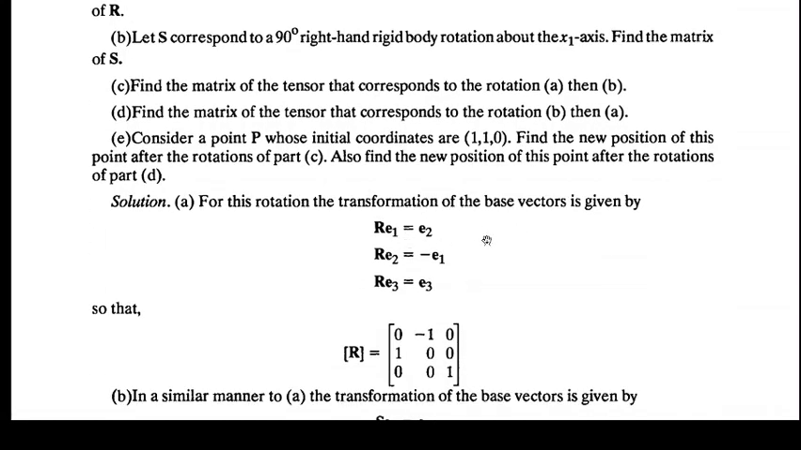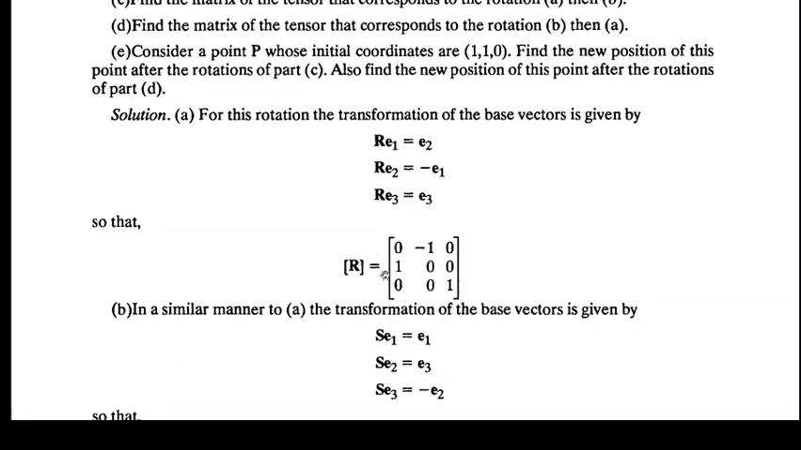So here theta is 90, so cosine 90 is 0, and sine 90 is 1, so we have only E2, so RE1 equals E2. Similarly RE2 equals minus sine 90 E1, that is minus E1, plus cosine of 90 E2, that will be 0, so RE2 equals minus E1, and similarly RE3 is equal to E3, and we can write this matrix. This is for rotation about the x3 axis with angle theta equal to pi by 2.